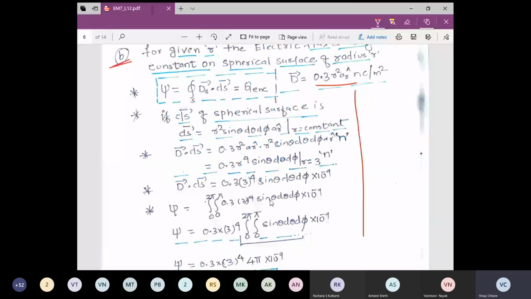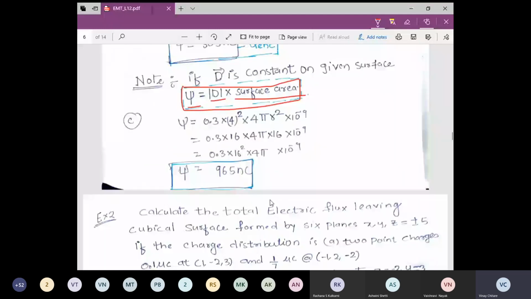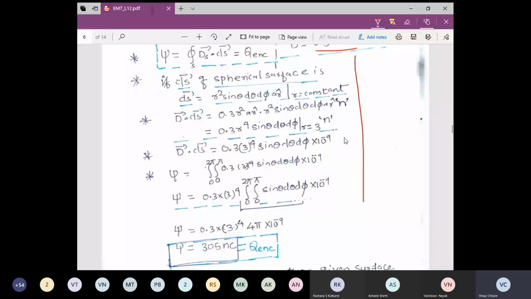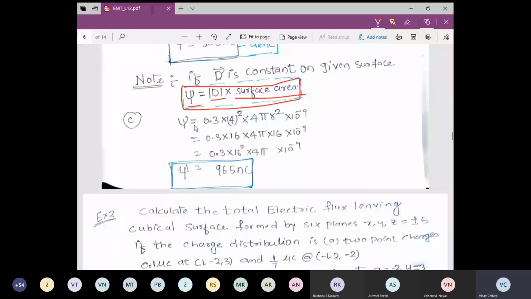And the C part is really the same. Part B was charge enclosed and part C was flux leaving. The information you have again is about D, the flux density for a given surface. As I told you, the flux density was constant, so I applied the straightforward formula, flux density times the surface area. The surface area of a sphere, we should remember, is 4 pi r square. Next we moved on to the second problem.